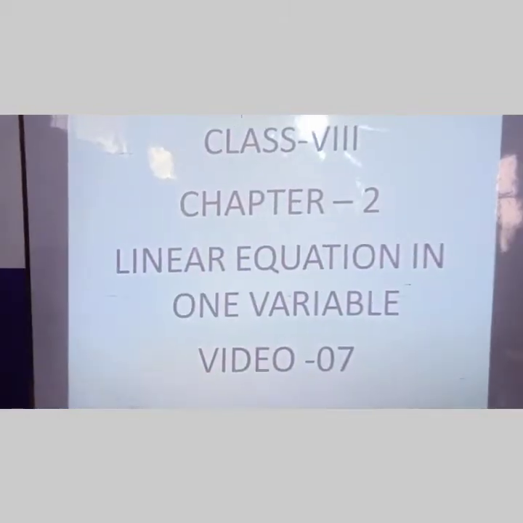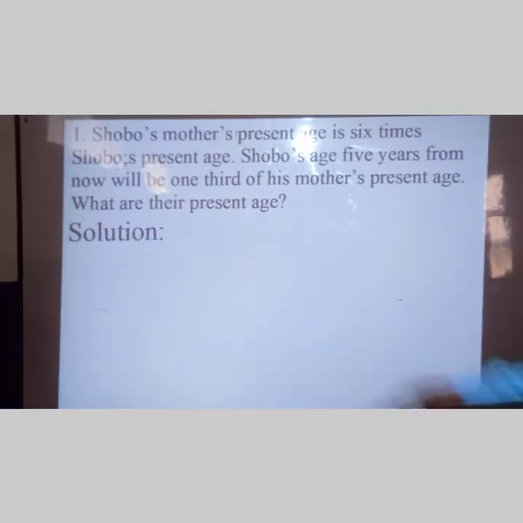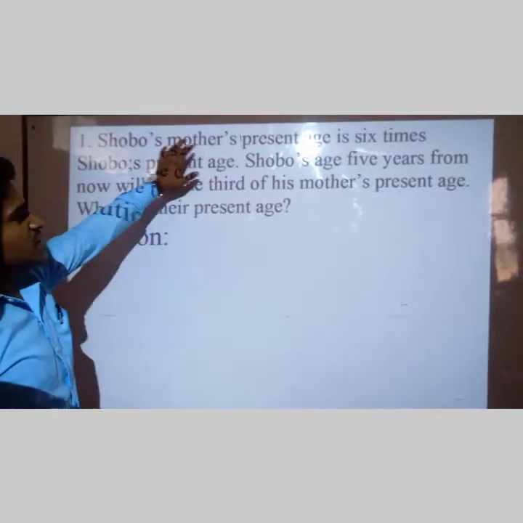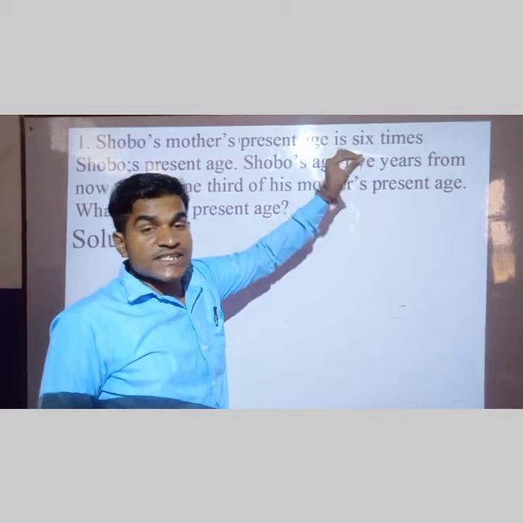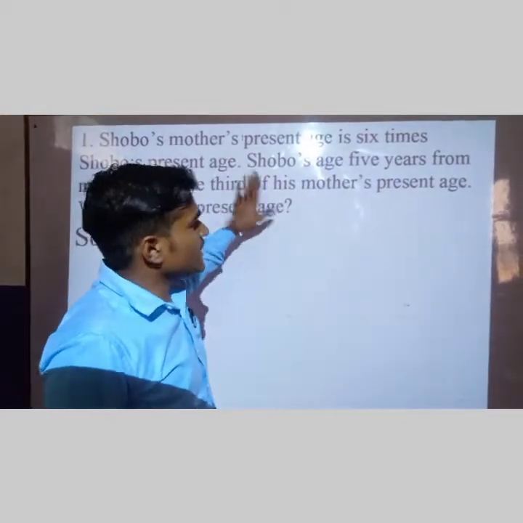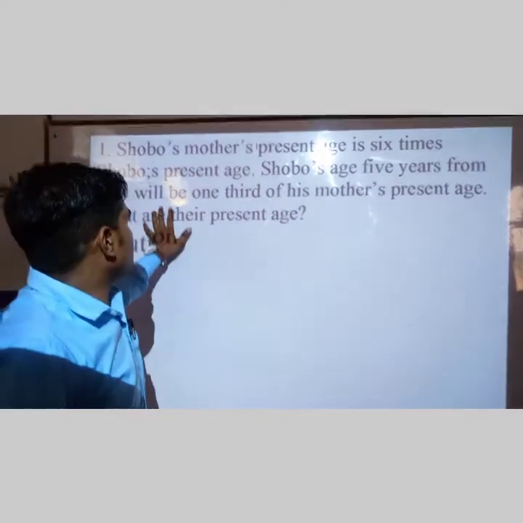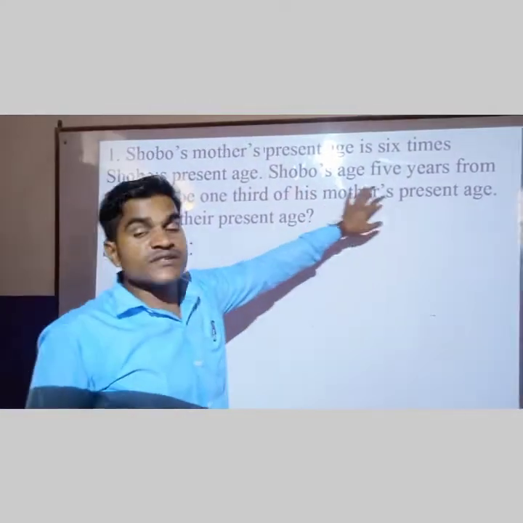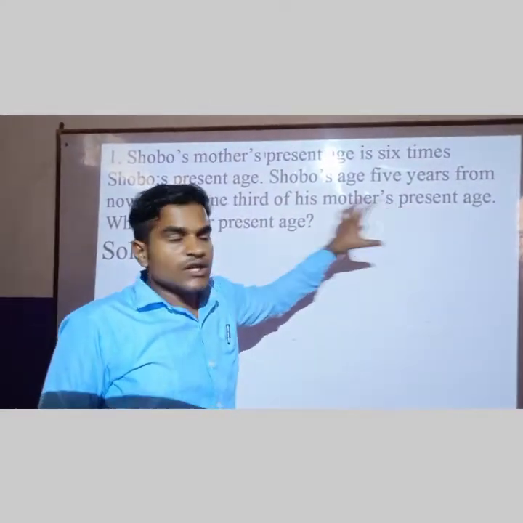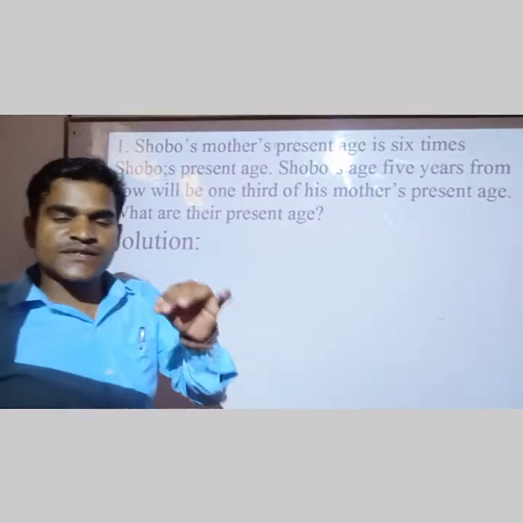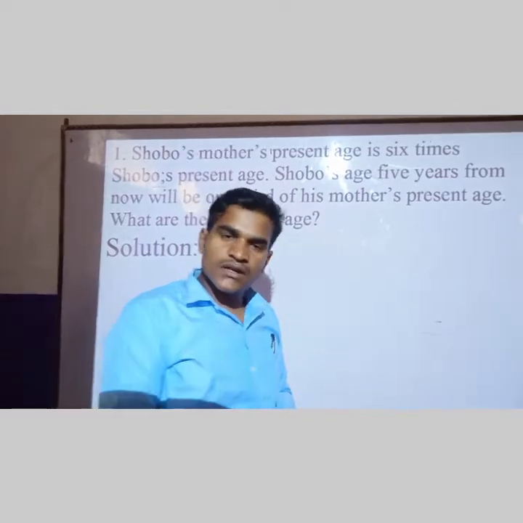Let's see the first question. Shibu's mother's present age is 6 times Shibu's present age. Shibu's age 5 years from now will be 1/3 of his mother's present age. So what are their present ages? We have to find the present age of Shibu and the present age of his mother.